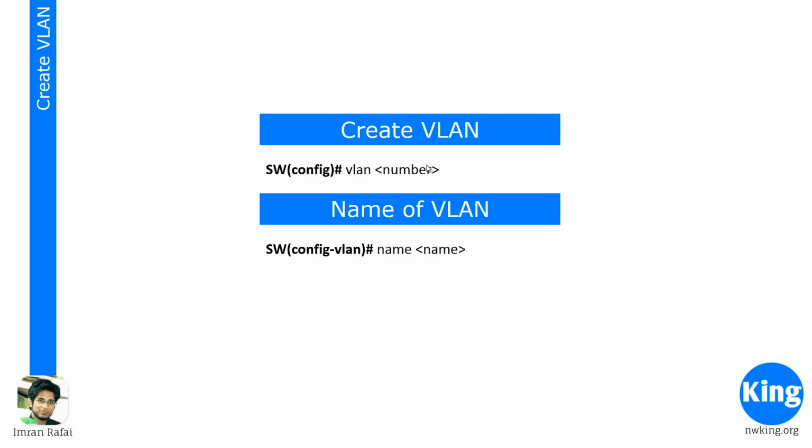You just say vlan and give a number, and you can change the name of that VLAN by saying name and giving a name, whatever name you want. And then do not forget to exit. Type the command exit to apply those changes to your VLAN database.